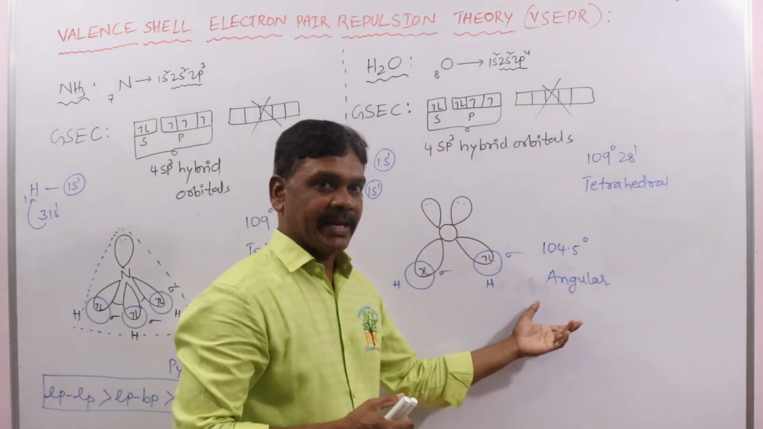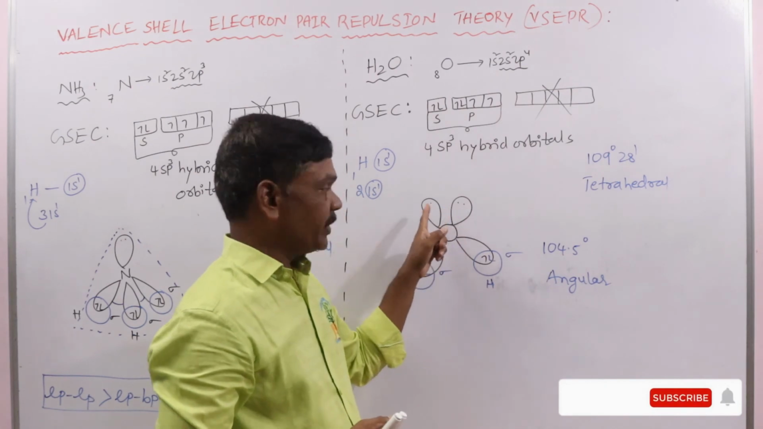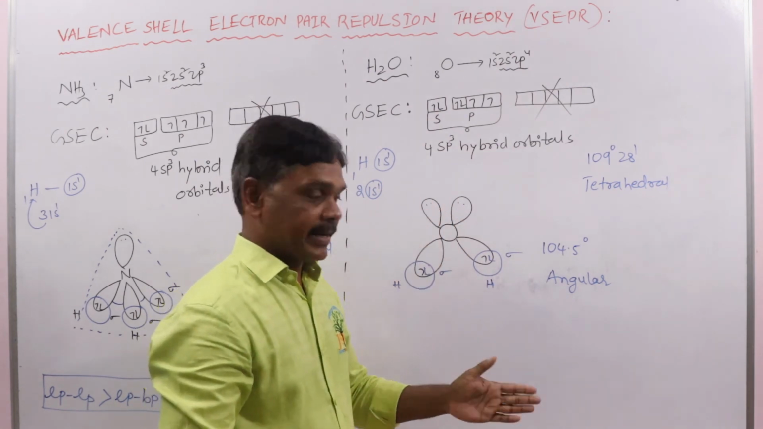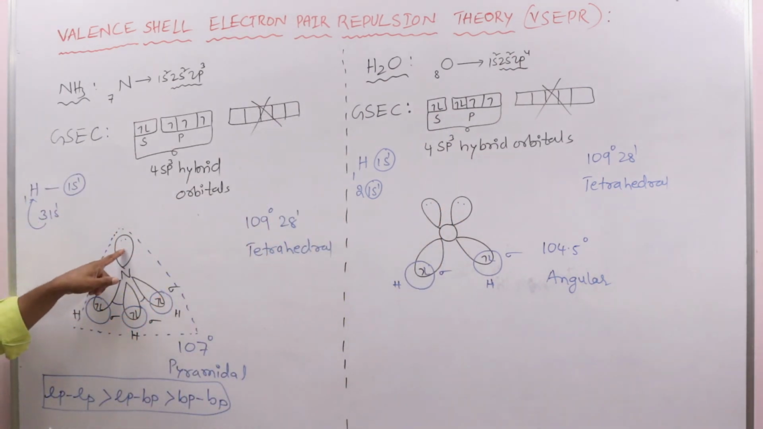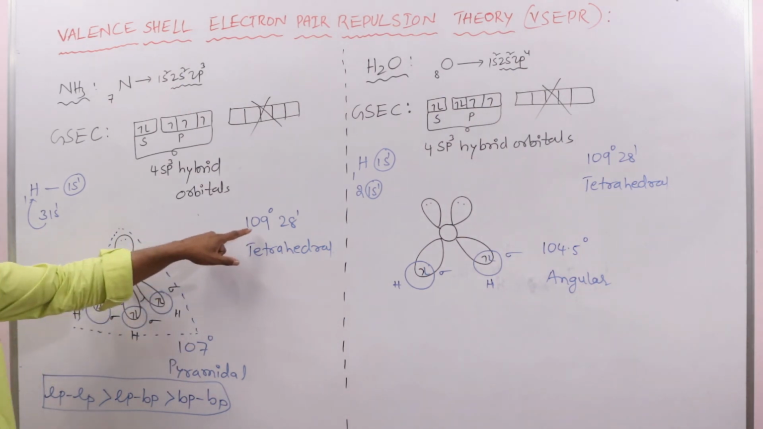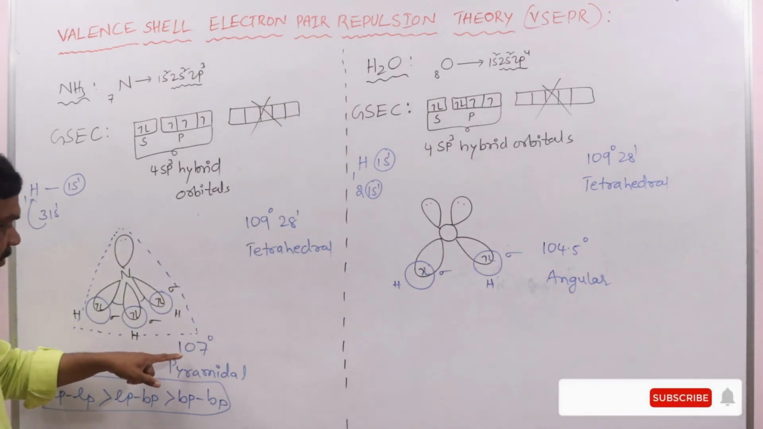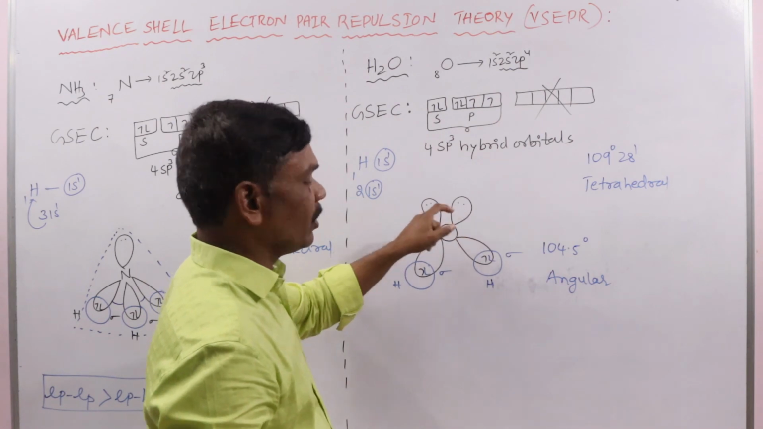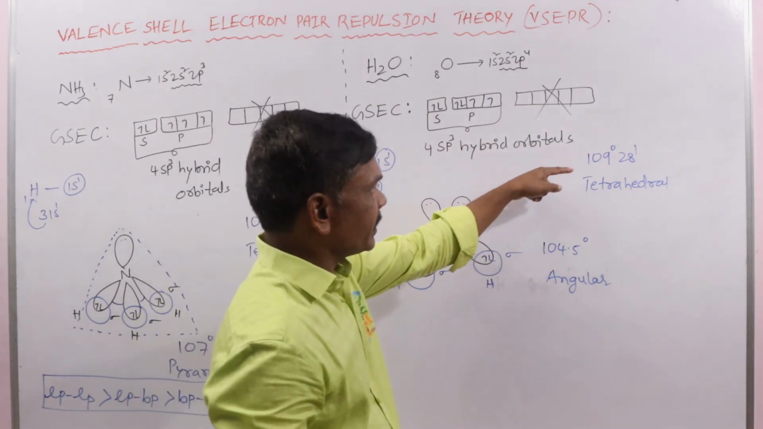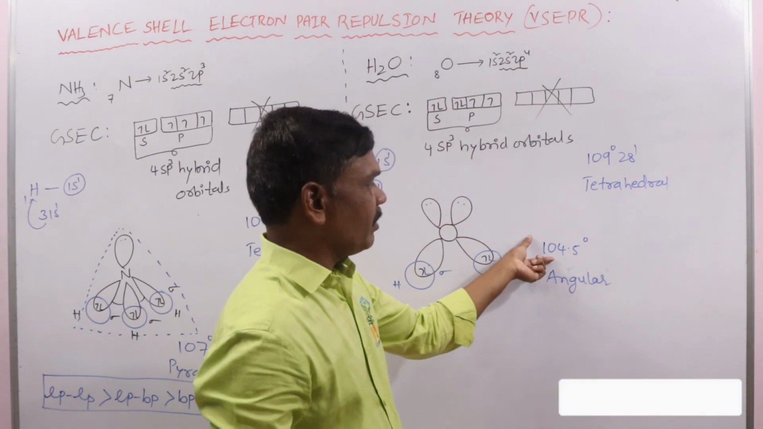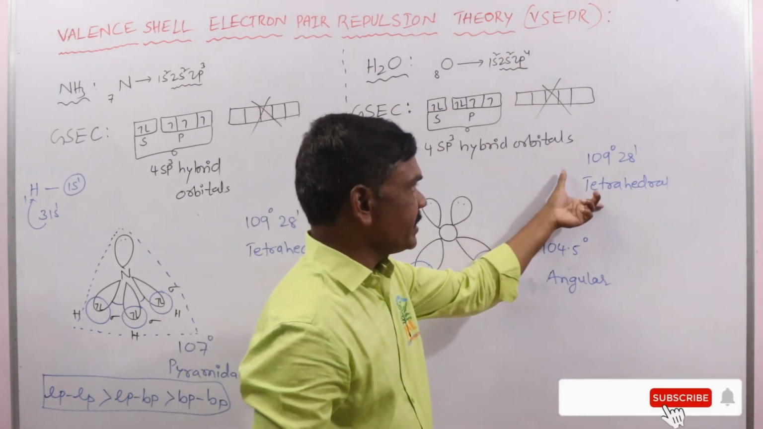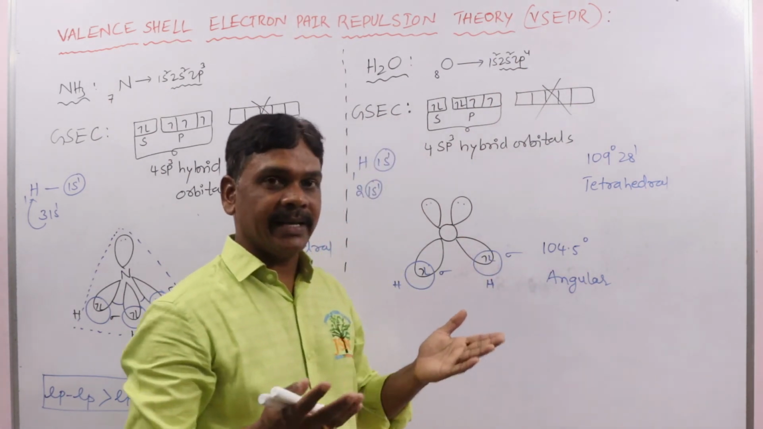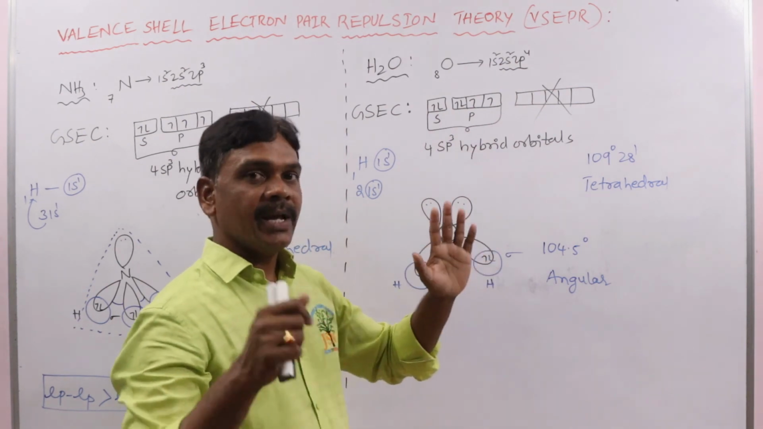So why is the deviation taking place? Due to the presence of lone pairs on the central atom. In the ammonia molecule, only one lone pair is there, so the deviation is from 109 degrees 28 minutes to 107 degrees, and from tetrahedral to pyramidal. But in the water molecule, we have two lone pairs. Instead of 109 degrees 28 minutes, the bond angle is 104.5 degrees, and instead of tetrahedral geometry, it is angular geometry. These are the deviations that take place when the central atom has lone pairs.